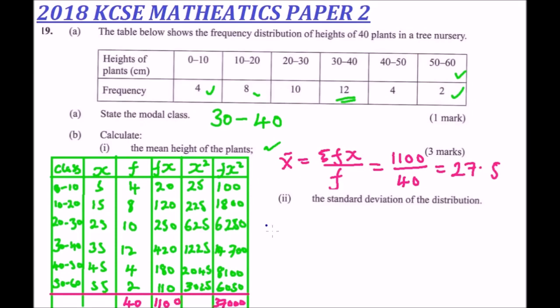The second part of part B, we are supposed to calculate the standard deviation of the distribution. The standard deviation, SD, is equal to the square root of variance.